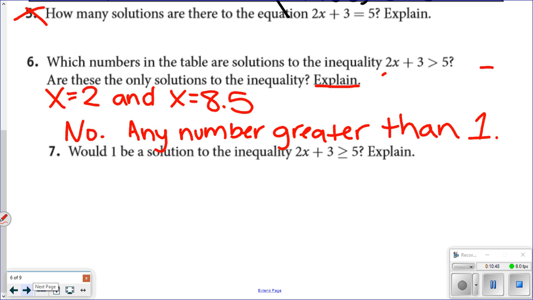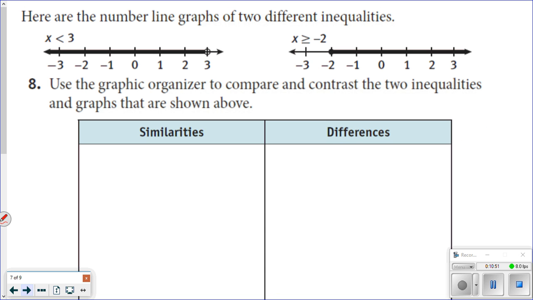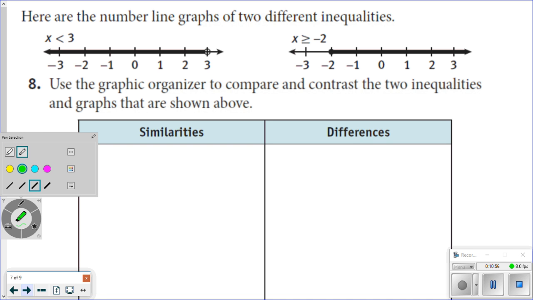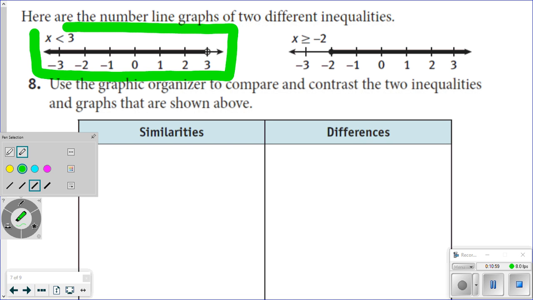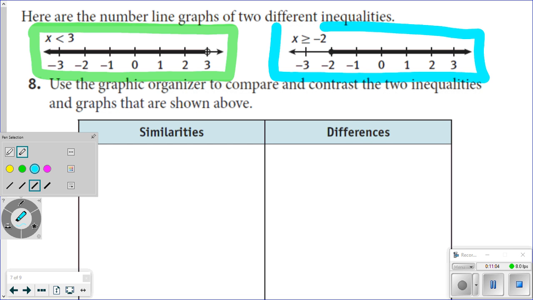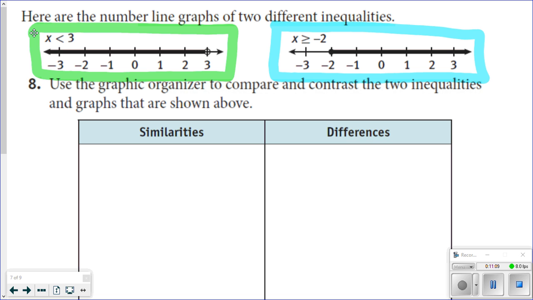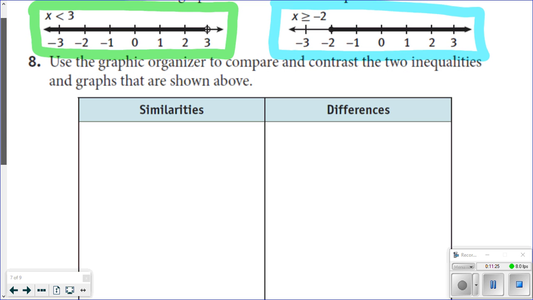Okay, take a look at question 8. We have two different inequalities in two different number lines. So x is less than 3 is right here, and x is greater than or equal to -2. So what I would like you to do is use this table to compare and contrast our two inequalities in the graphs that are shown above. So write down some similarities that you notice and some differences, and you might need to pause and take the time to do that.